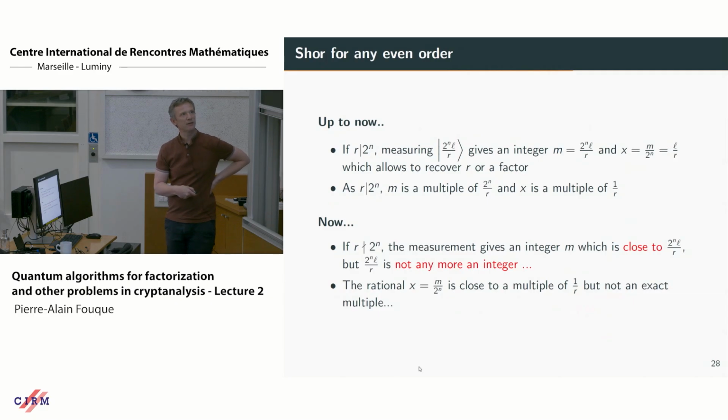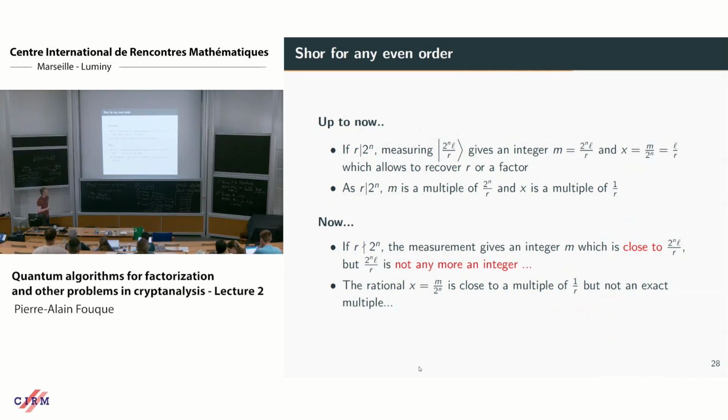Okay, and in fact, so this is not anymore an integer. Okay, so when I divide the integer here by 2 to the n, in fact, I have not an exact multiple of 1 over r. I have only a close to a multiple of 1 over r. Okay, so this is not an exact multiple of 1 over r, and our goal, in fact, is to find, given this rational, what can be, in fact, the best fraction. It is close to some fraction, but what is the closest fraction that is close to this rational value?